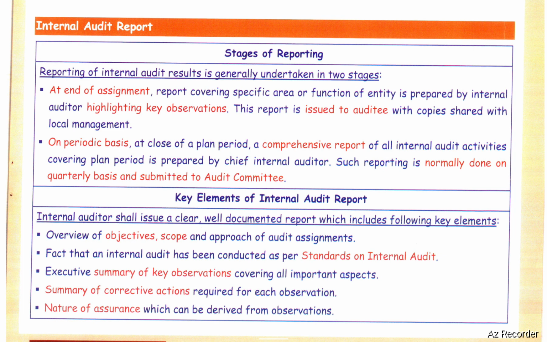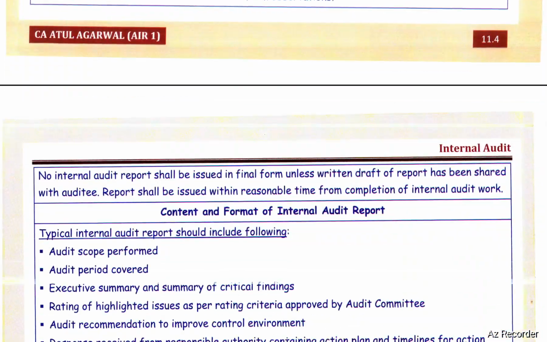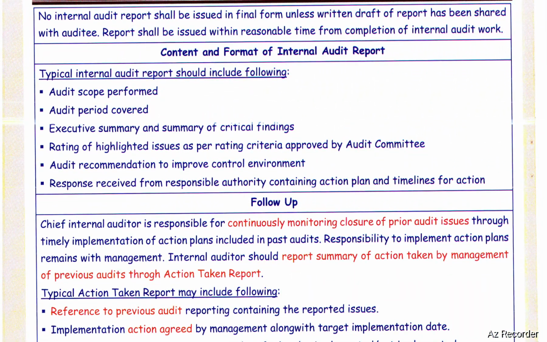Key elements of internal audit report. Internal auditor shall issue a clear, well-documented report which includes the following key elements: overview of objectives, scope, and approach of audit assignments, the fact that an internal audit has been conducted as per standards on internal audit, executive summary of key observations covering all important aspects, summary of corrective actions required for each observation, and nature of assurance which can be derived from observations. No internal audit report shall be issued in final form unless a written draft of the report has been shared with the auditee. A report shall be issued within reasonable time from completion of internal audit work.